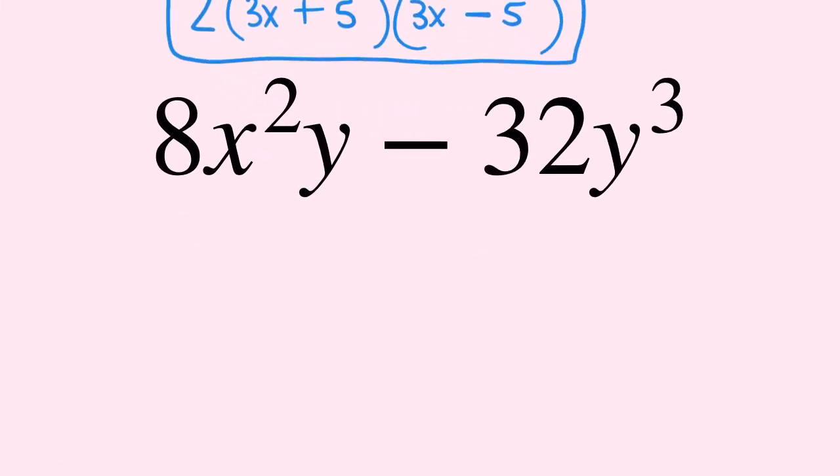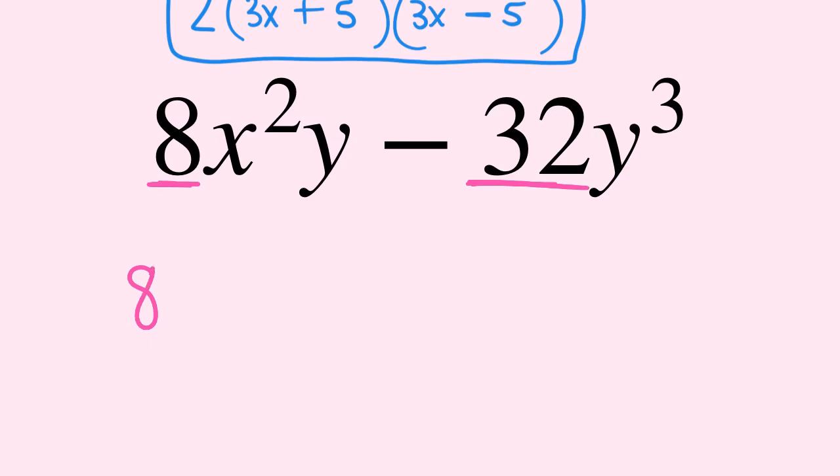Okay, so this one has a lot going on. It looks like multiple letters are here. So let's just take it one step at a time. Let's start with the numbers, the coefficients. What goes into both of those? Well, definitely 8, right? 8 goes into 8, and 8 goes into 32. So we're definitely going to take out an 8.